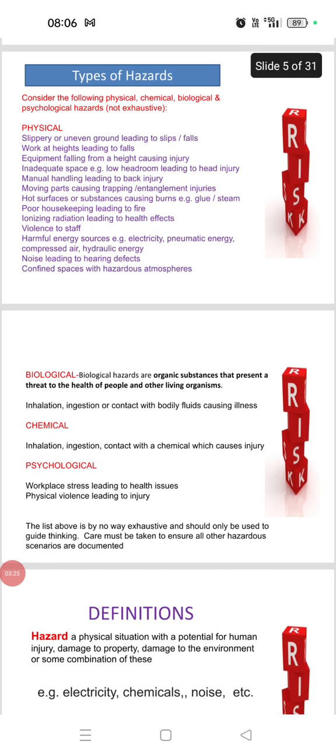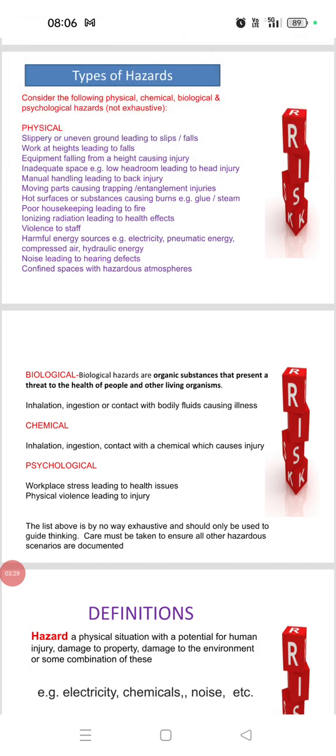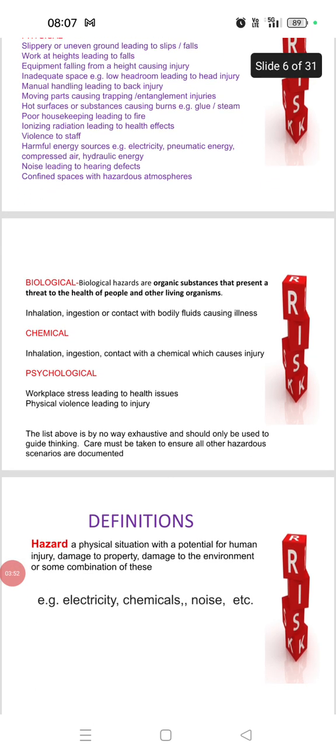What is a biological hazard? A biological hazard is nothing but a living organism. Maybe where we are working, in that area a snake may come. That we can call a biological hazard. What is the chemical hazard? If a person is using some chemical, he will come in contact with that chemical, for example, he may inhale that chemical. This type of hazard we will call a chemical hazard.